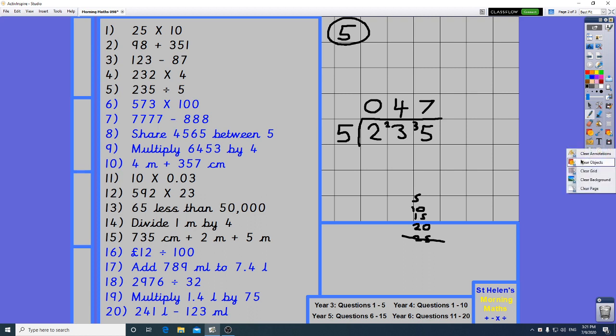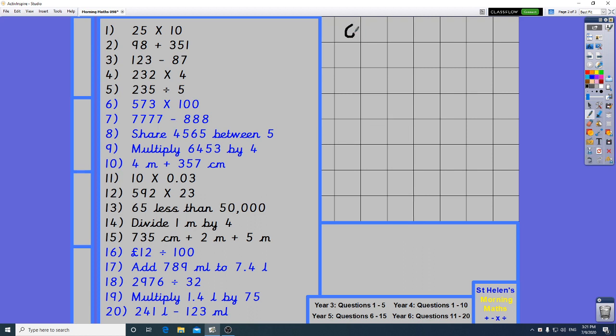And we're on question 6, year 4. 573 times 100. 573 times 100 is like 573 times 1, place 2 zeros. 57,300 is how you say that number. Straight on to question 7.